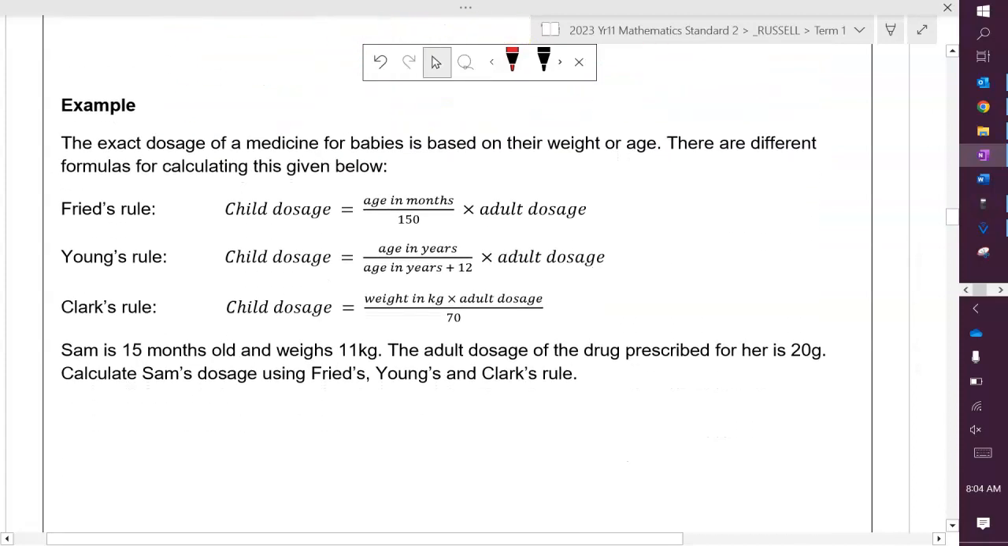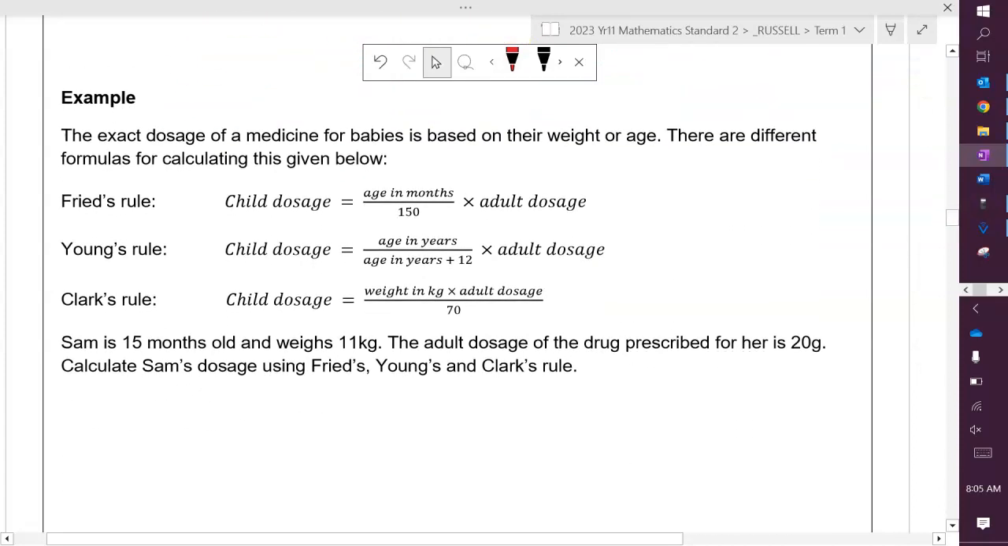This second or third example is talking about drug dosage. The exact dosage of medicine for babies is based on their weight or age, and there are different formulas for calculating this. There are 3 formulas that we're going to look at. We have Fried's rule, Young's rule, and Clark's rule. So in the example, it says Sam is 15 months old, weighs 11 kilos, and the adult dosage of the drug is 20 grams. So we need to calculate Sam's dosage using Fried's, Young's and Clark's rule.